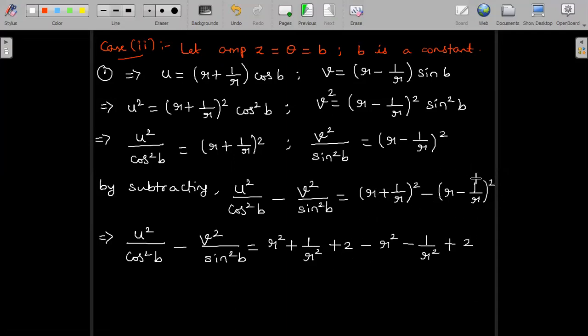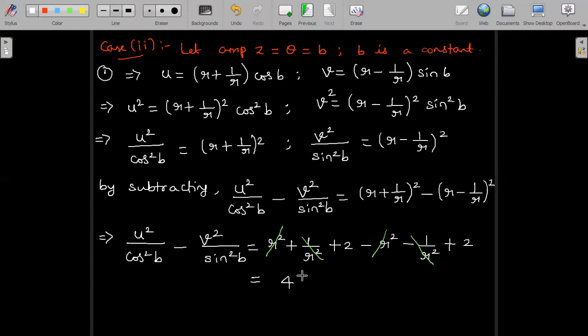Similarly, this is a square plus b square minus 2ab. But there's a minus sign outside. Multiply each term by the outside minus. So both these become minus, and you will have plus 2. So we observe that r square and minus r square get cancelled, and 1 by r square and minus 1 by r square get cancelled, and the sum in the right hand side is equal to 4.